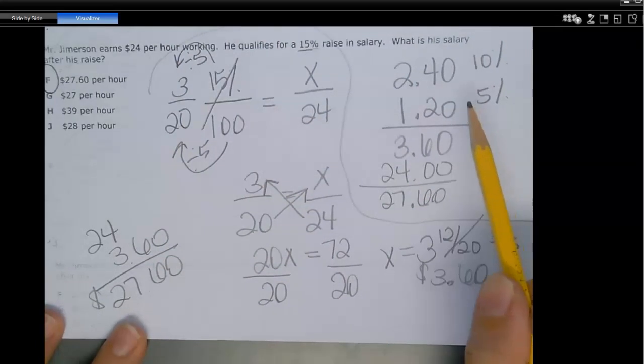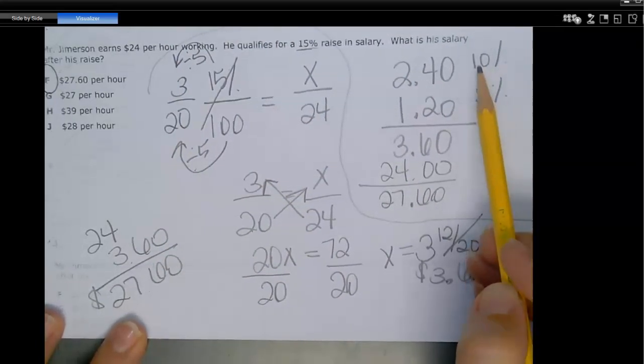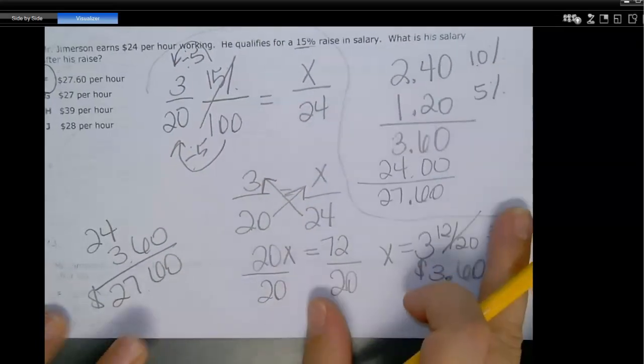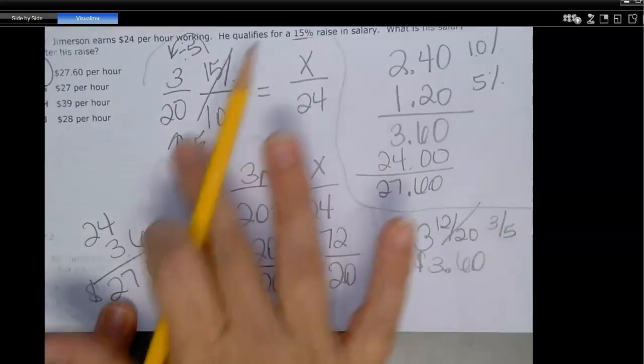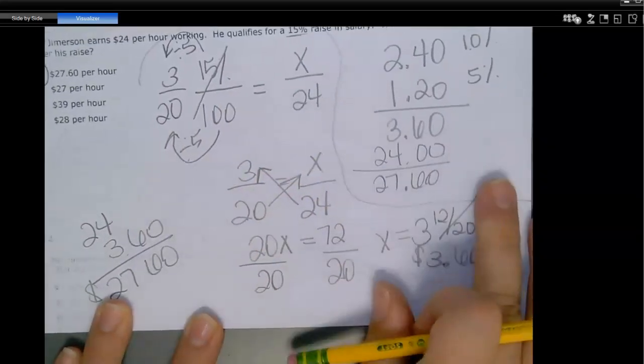This one is just a little bit more flexible thinking. If you know your benchmark fraction of 10% and moving the decimal, you can do that. If you weren't sure how to do that, you would need all the extra steps here.